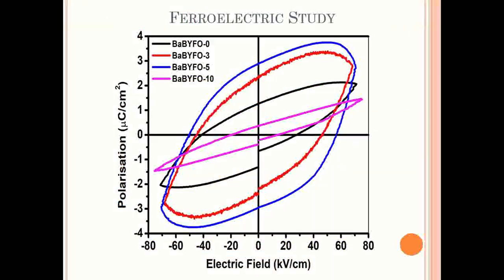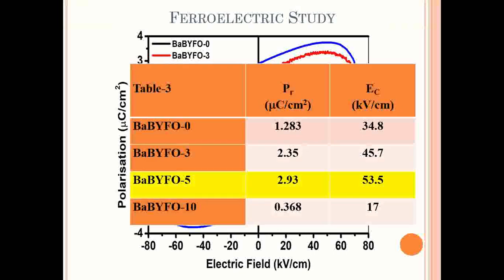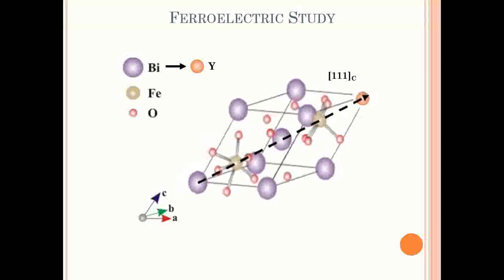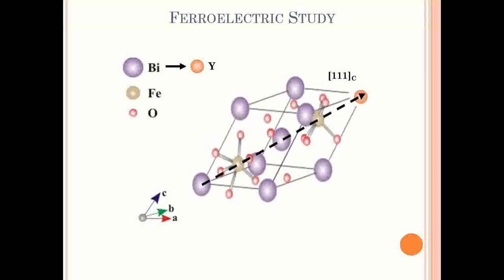The P-E hysteresis loop indicates an increase in remnant polarization up to 5 atomic weight percent and reduction with further doping. In bismuth ferrite, the off-centering distortion along the 111 direction of the pseudocubic cell, due to the stereochemically active lone pair present in the bismuth ion, is responsible for the ferroelectric nature. But in this sample, the off-centering distortion decreases due to replacement of larger bismuth ion with smaller yttrium ion, as was studied from Rietveld refinement. Therefore, instead of the observed increase in remnant polarization, it should have decreased.